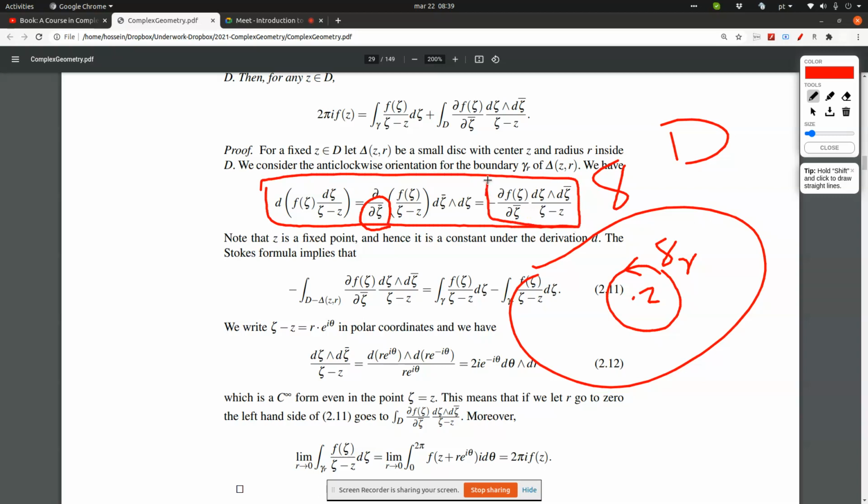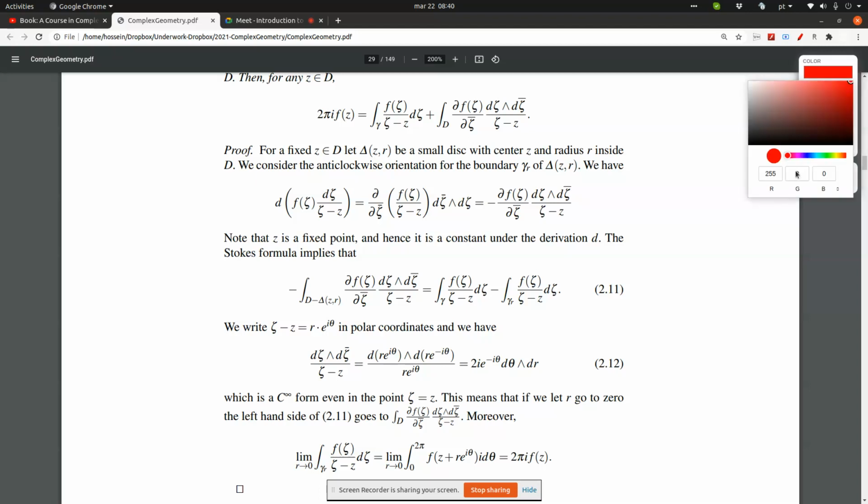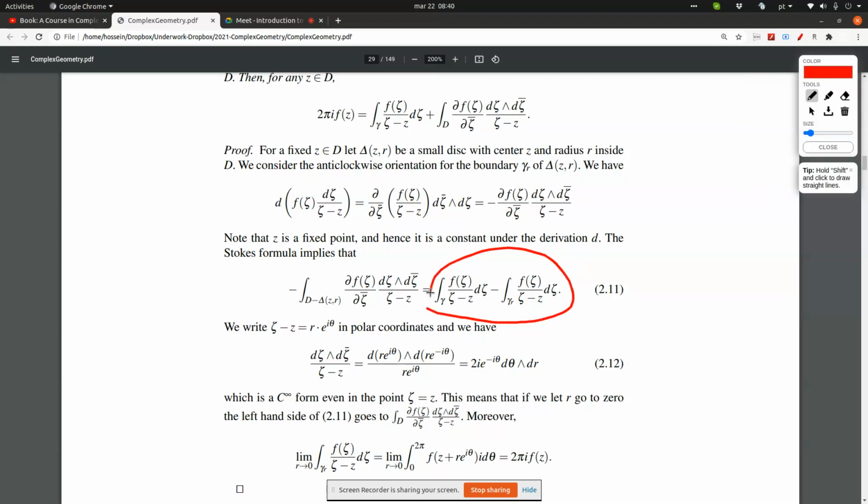And at the end we will have this formula. And then the idea would be to apply now the Stokes formula. So we integrate this one over this region, the complement, and we will get these two integrals because of the boundaries, and then we have to take the limit as r goes to zero.